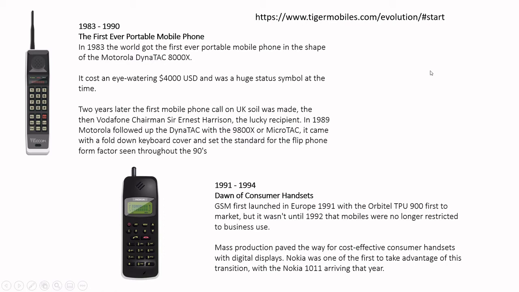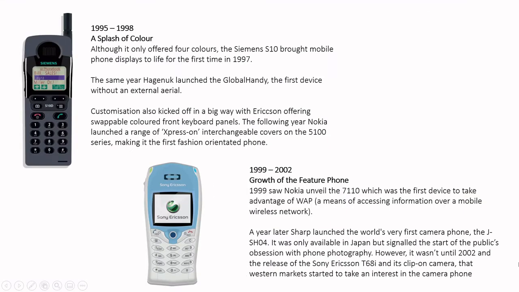Then you go to 1991, 1994, so you start to get your first smaller one. There's a screen involved in it. Mass production starts to come into effect, so you start to be able to produce it a little bit better, more cost effective. Then Nokia starts to come in, using mass production and screens. Then 1995 to 1998, you start getting coloured screens, that sort of thing.